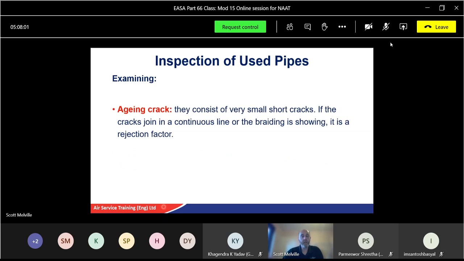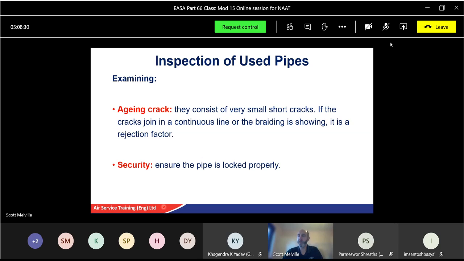Aging cracks. Now, they consist of very small cracks. If the cracks join in a continuous line, well, that's going to make one big crack. If the braiding is showing, it is a rejection factor. Now, with the braiding as well, be careful, because sometimes the strands in the braiding snap and come off. If you put your hand down it quickly, obviously the strands of wire can go in your hands and be very uncomfortable. Lots of blood everywhere, not nice.